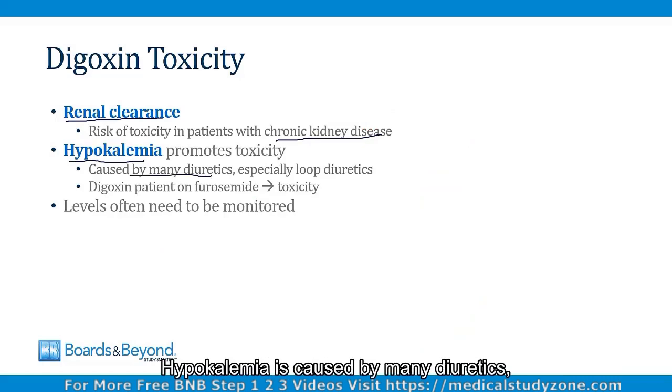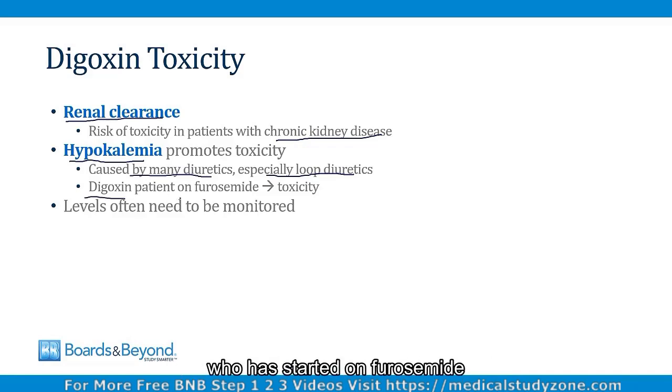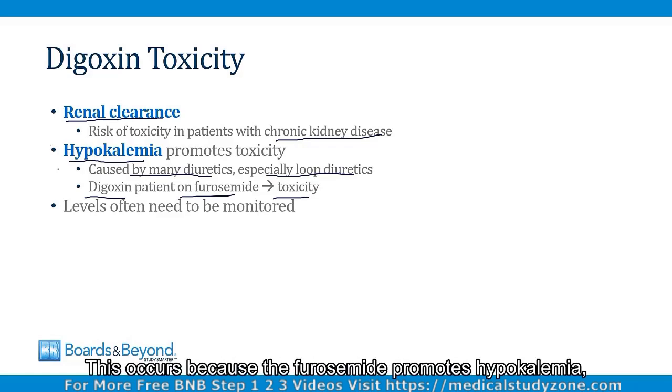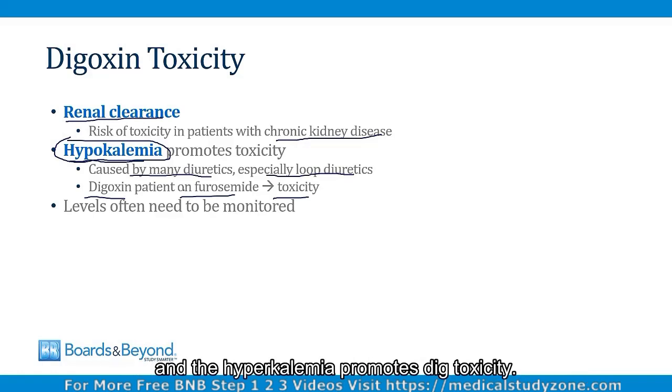Hypokalemia is caused by many diuretics, especially loop diuretics, and lots of patients who need digoxin for heart failure are also on loop diuretics. So a classic scenario that you should know for your boards is a patient taking digoxin who is started on furosemide and then develops digoxin toxicity. This occurs because the furosemide promotes hypokalemia, and the hypokalemia promotes dig toxicity.